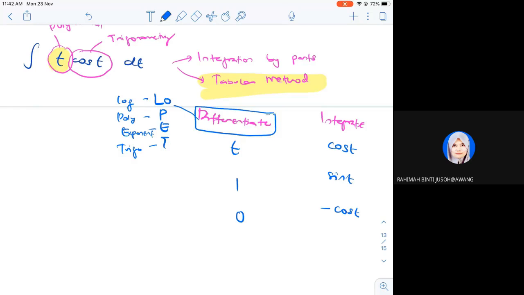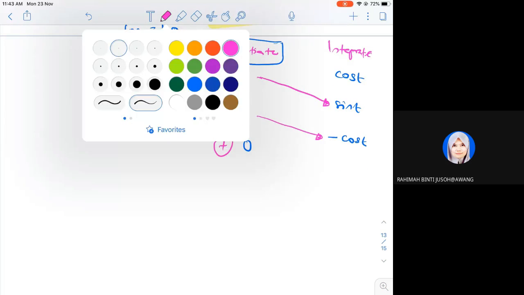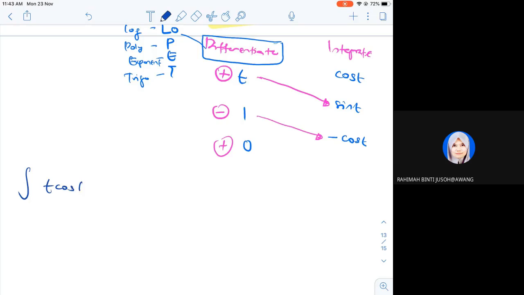Next we put the plus and minus signs alternately: plus, minus, plus. If you have five rows, you do plus, minus, plus, minus, plus. It depends on how many rows you have. Next, you multiply like this: t multiplied by sin t, and then minus 1 multiplied by negative cos t. So the answer is: the integral of t cos t dt equals t sin t, minus minus becomes plus, so plus cos t plus c1. So we settle the first part.